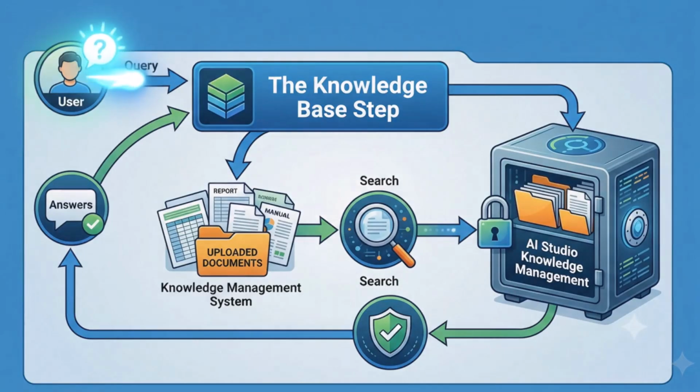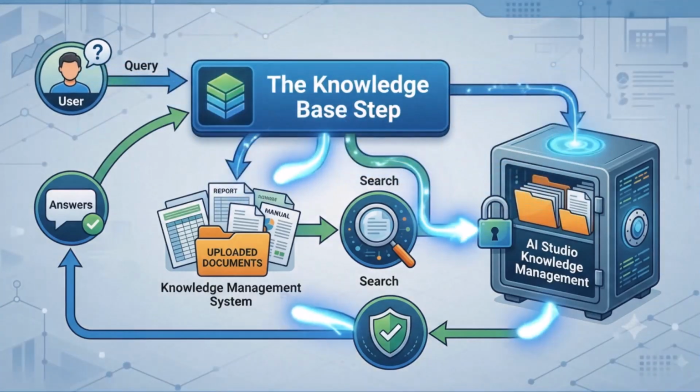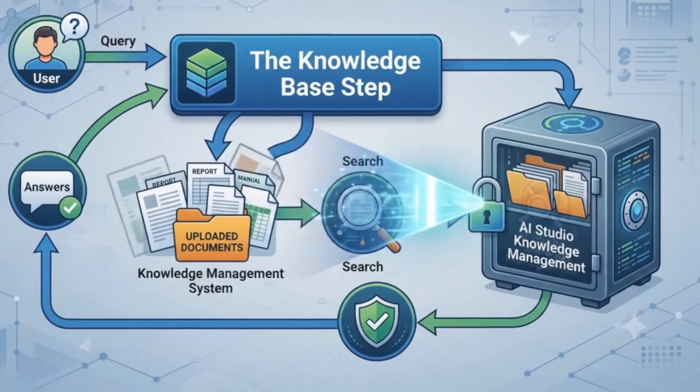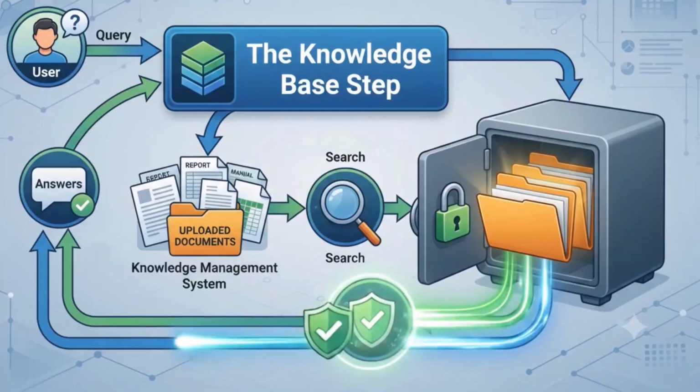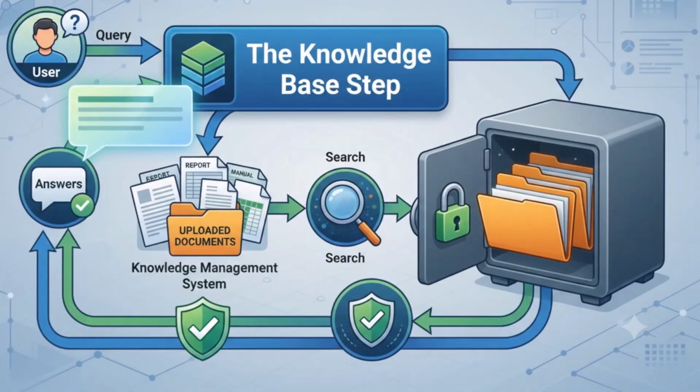The Knowledge Base step retrieves organization-specific information from documents stored in AI Studio Knowledge Management. When a user asks a question, the step searches the uploaded documents and returns the most relevant information. Because the search is limited to your organization's documents, responses remain secure, accurate, and independent of external web sources.